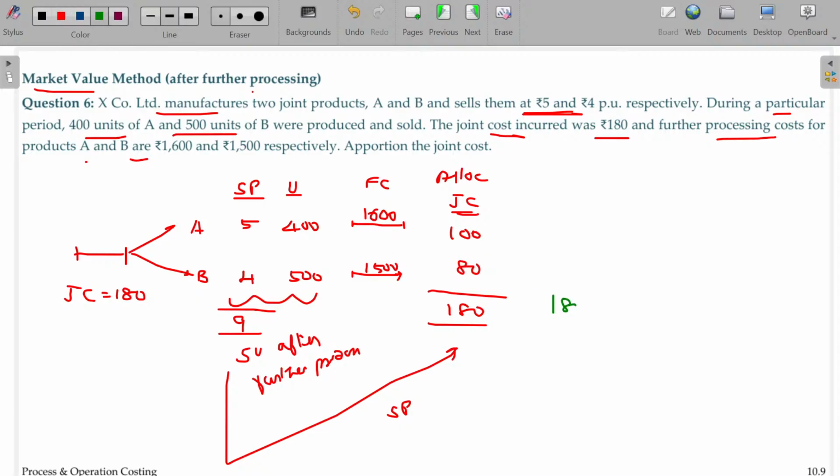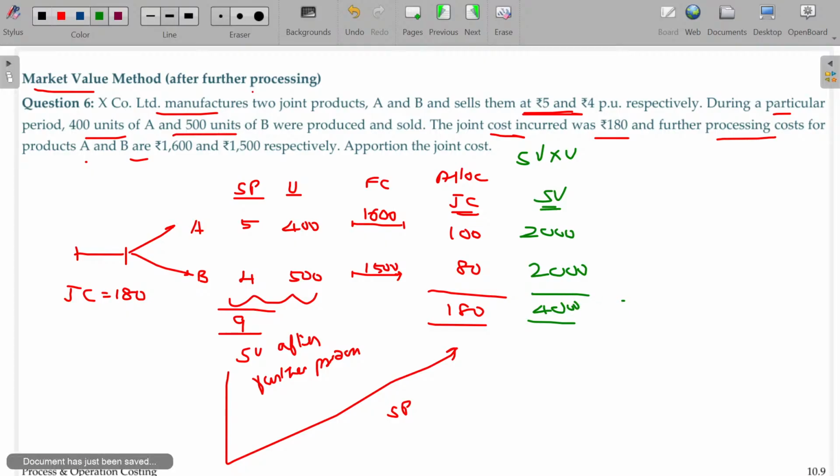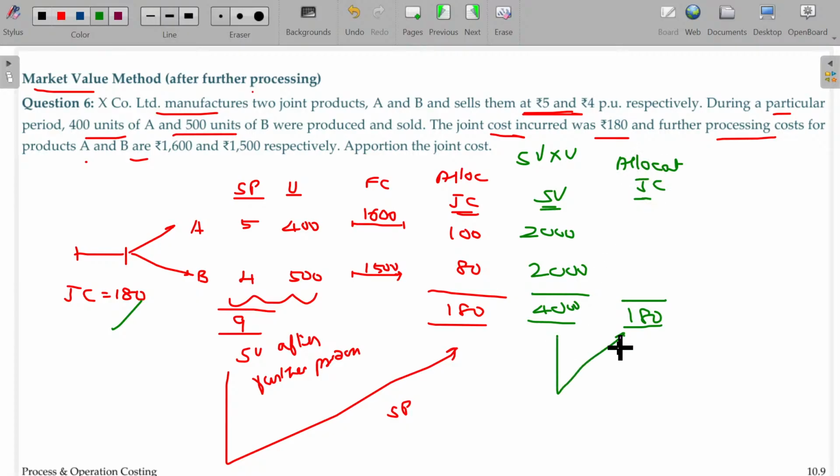Similarly, the same 180 can be allocated using the sales value. So we need to know what is the sales value. Sales value is nothing but sales price into number of units. 2,000, 2,000. So total sales value 4,000. This joint cost 180 is going to be allocated using this sales value ratio: 90, 90.